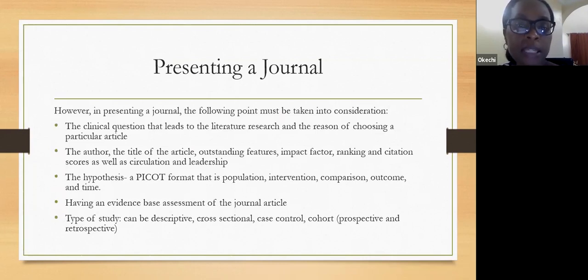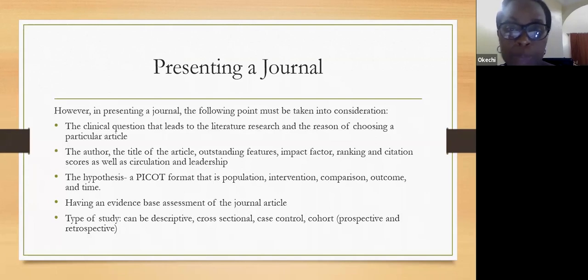Okay, presenting a journal. However, in presenting a journal, the following points must be taken into consideration. The clinical question that leads to the literature research and the reason for choosing the particular article. We've touched on it already. The author, the title of the article, outstanding features, impact factor, we've talked about it already. The hypothesis, the PICOT format that was used in the journal also will need to be noted.